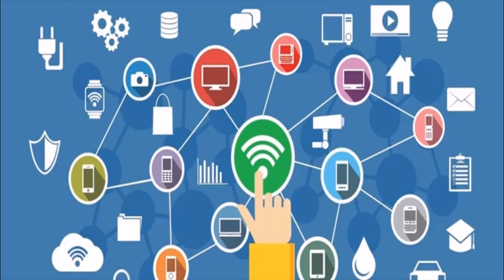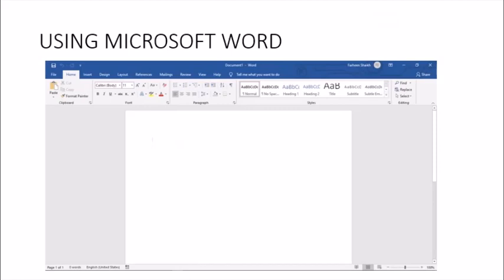So let us look at a few applications of the computer. The first one that we are going to learn is how to use Microsoft Word. We use Microsoft Word to write down the information which is collected. We use it for making various types of documents, and we also use it for making question papers, etc.